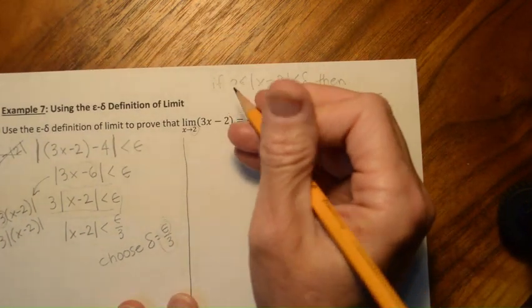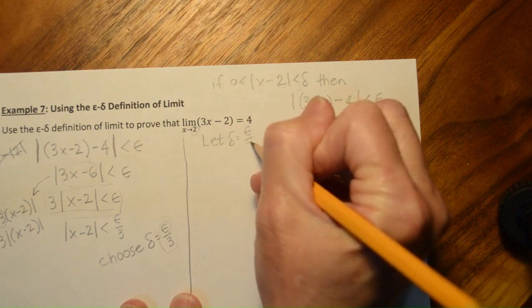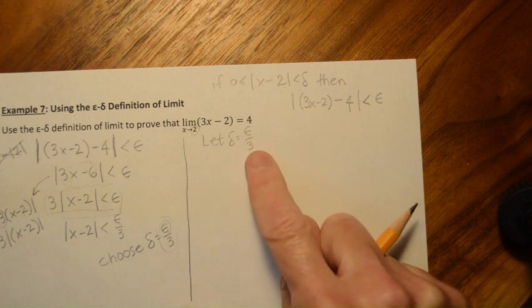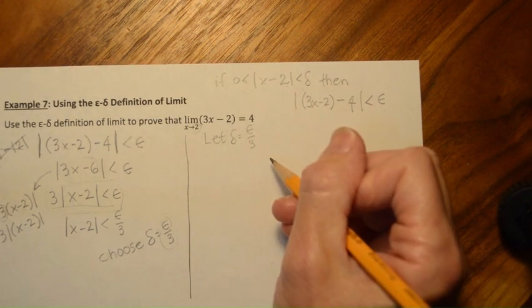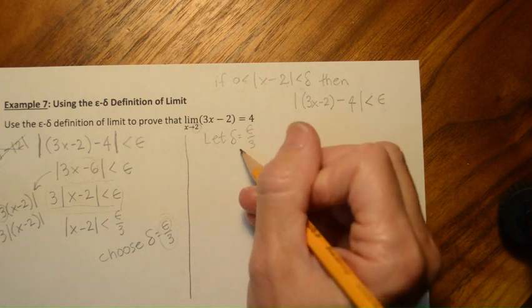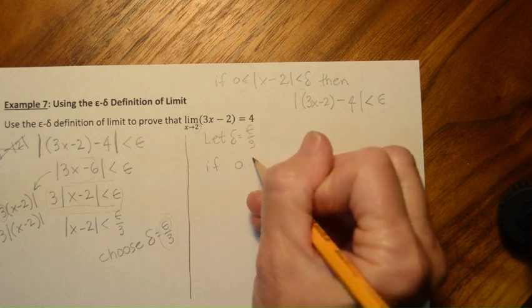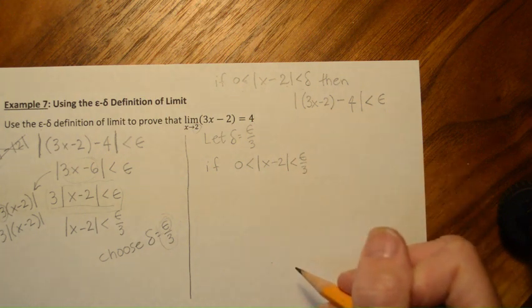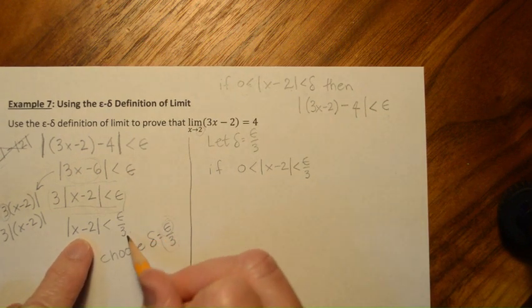All right, so up here, I'm going to look really smart, and I'm going to say, let delta equal epsilon over 3. And again, you can choose anything that you want that's smaller than epsilon over 3, but it's easiest if we pick that because it's very easy to reverse our steps. So let delta be epsilon over 3. So if 0 is less than absolute value of x minus 2 is less than epsilon over 3. Again, think about what we did to get from here to here, because now we're going to have to go backwards.